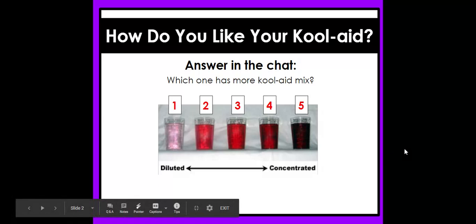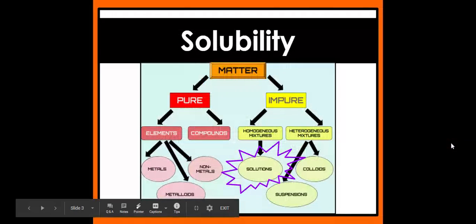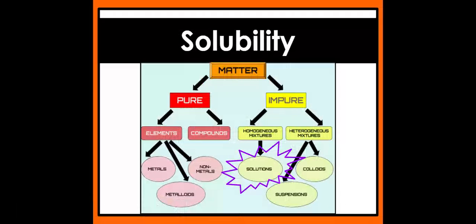Okay. This scale goes from diluted, which means it has more water in it than Kool-Aid mix, to super concentrated, which means that it has more Kool-Aid mix than water in it. That's pretty much the basis of solubility.